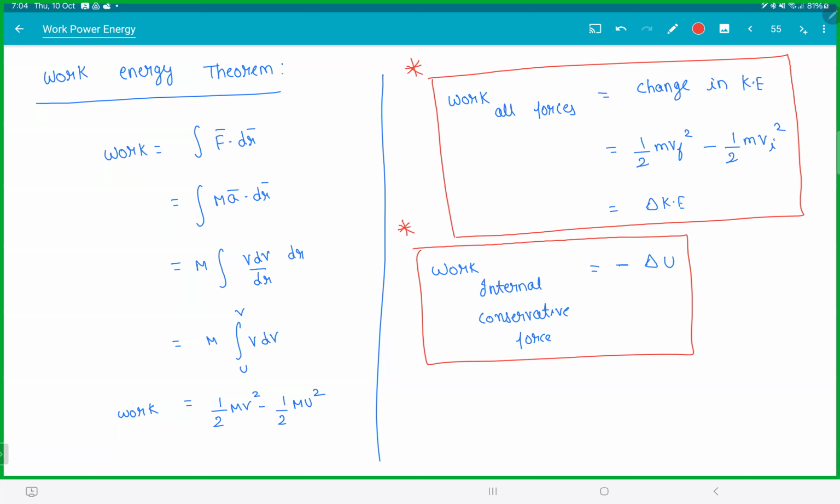Is this clear, everyone? Again, I didn't use anything hi-fi here. I know the formula for work. I said F is ma and then I just integrated this. The work energy theorem, if you actually see, came from kinematics only. Work definition and then kinematics.